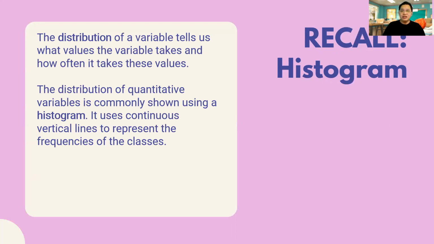So because the kind of variables that we work with or we represent in histograms are continuous variables, meaning they can take any number within a certain interval, we notice that the values that we see on the x-axis are also continuous. Therefore, there should be no gaps in between the bars that we see in a histogram. So the distribution of quantitative variables is commonly shown using a histogram. It uses continuous vertical lines to represent the frequencies of the classes.